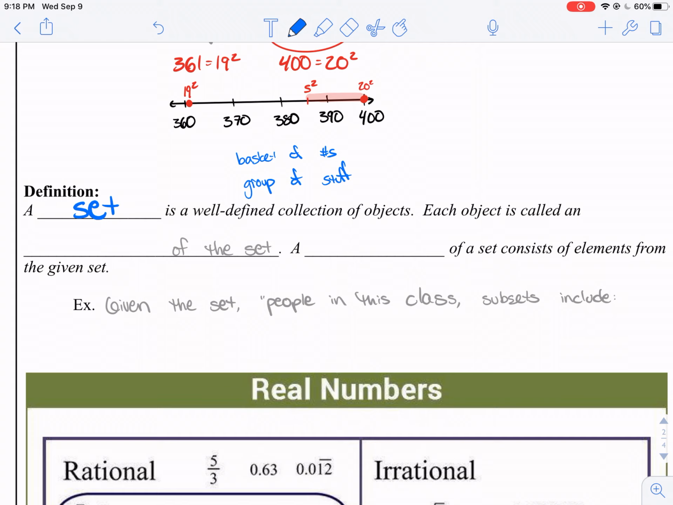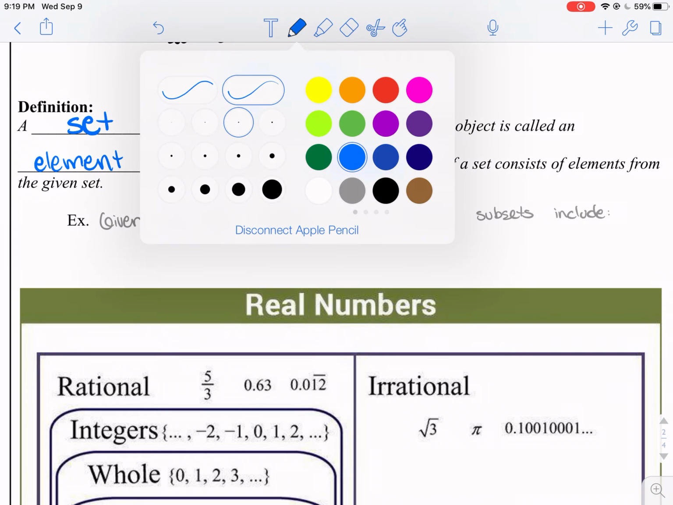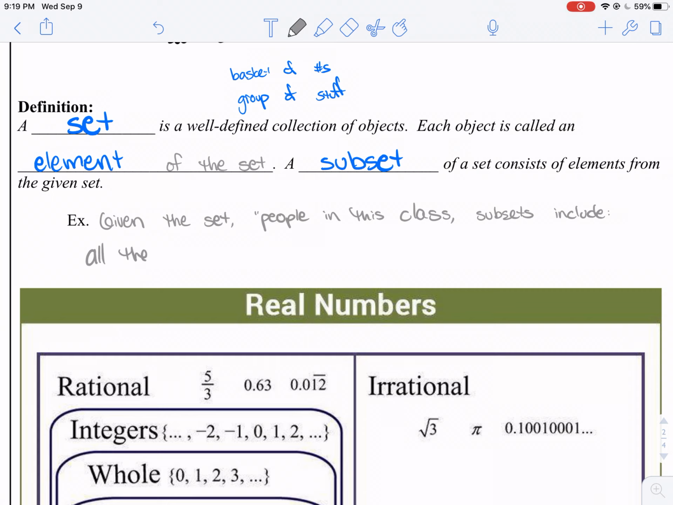And we say each object is called an element of the set. So each thing in your basket is called an element. And then a subset is like a smaller basket inside your basket. It's like a little group within your group. For example, if we were to look at the people in this class, subsets could be things like all the boys in this class, or people who watch anime. And then you could also say people who spell watch correctly, which would not include me, apparently. So there you go.